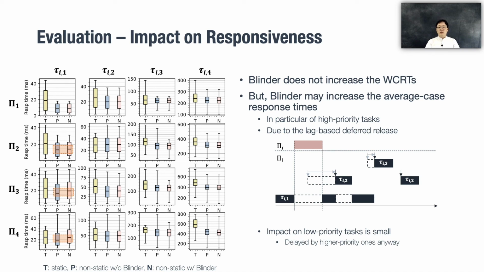And this is because without blinder, they would always be released immediately, but with blinder, they are released delayed during the deferred release mode. But for low priority tasks, the impact is small or none, because from their perspective, the delay due to lag is not different from delay due to higher priority tasks.